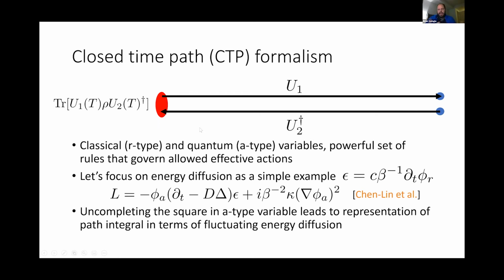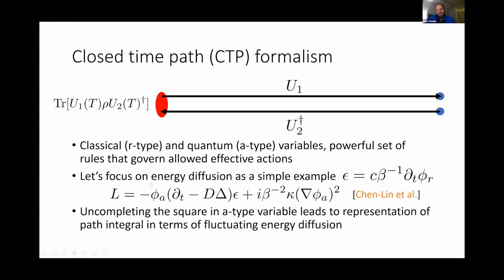There are sort of 2 kinds of variables. Essentially, the idea is you integrate out the fast stuff and you keep the slow stuff. And then in terms of the slow stuff, you have some general rules that define the allowed space of effective actions. And there are 2 important variables: R-type variables, which are symmetric between the 2 contours, and A-type, which are antisymmetric. And you have, again, a nice set of rules that govern this.